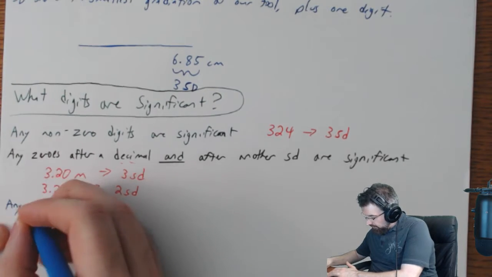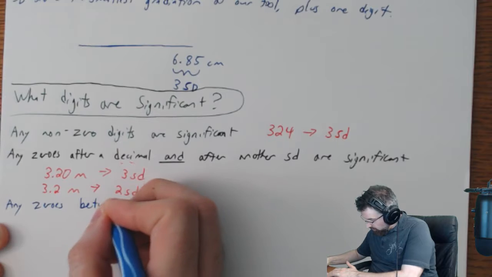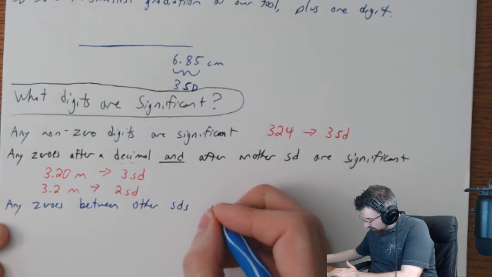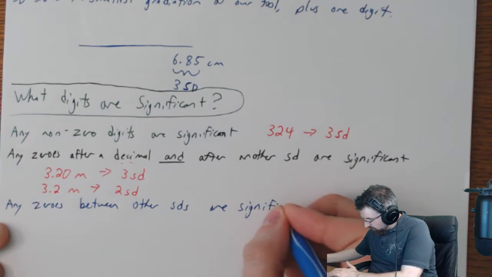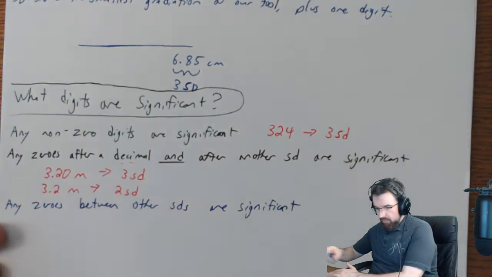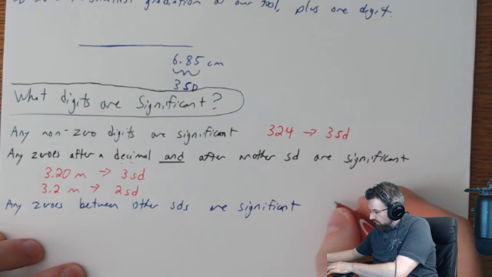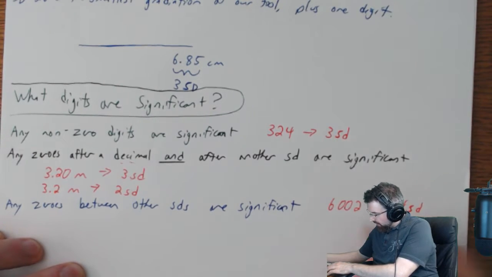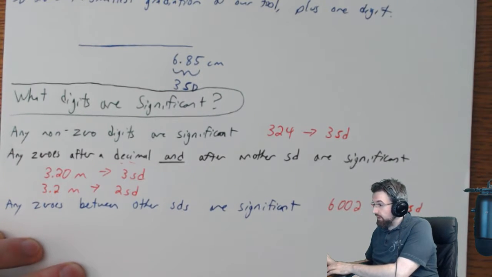And then any zeros between other SDs are significant. This one's a bit more straightforward, but I say this one here to be totally thorough. Right? So say you had 6,002. That is, of course, 4 significant digits. Because the 6 is significant, the 2 is significant, so the zeros in between are also significant.